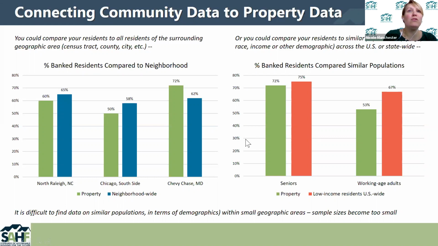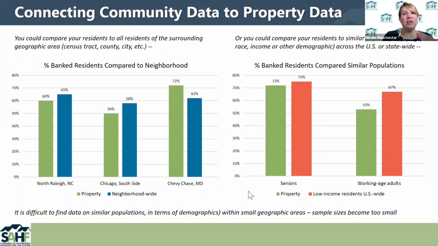So this is a good example for when you feel like the residents in your properties are somewhat similar to the surrounding neighborhood, like it's roughly comparable. It's a good benchmark. But you could also think about comparing certain segments of your residents to similar populations. So let's say you want to compare the percentage of banked residents to low-income seniors across the U.S. The chart on the right here is comparing your seniors to all low-income seniors, and then comparing your working age adults to all low-income working age adults.